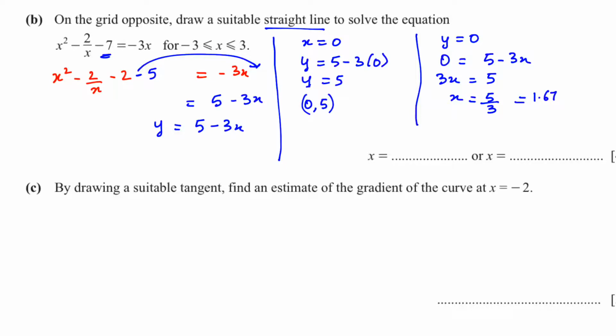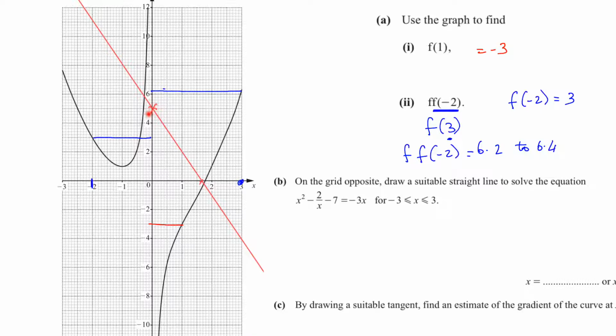So now we'll try to draw the straight line. I made a mark here at 0, 5 and 1.67 and drew the line. Now we have to find where it intersects the curve. So here it intersects at negative 0.3, and the other value is somewhere here, which is 1.68. If you have any value between negative 0.3 to negative 0.2, or between 1.65 to 1.8, your answer is right.